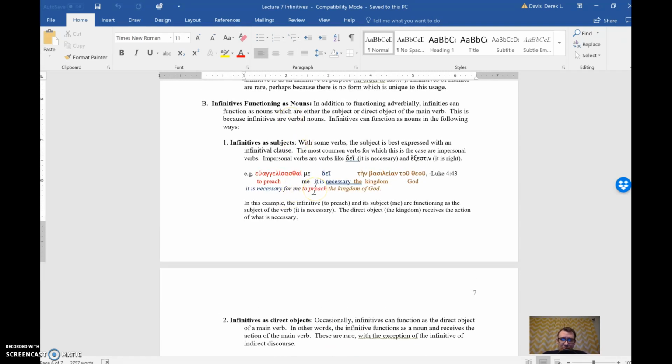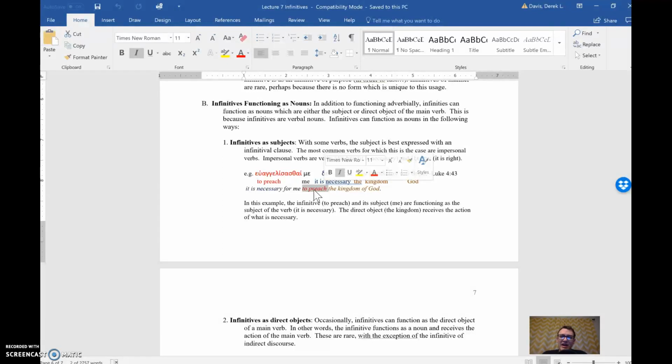In this particular example out of Luke 4:43, you see the literal translation: to preach me, it is necessary the kingdom of God. It is necessary for me to preach the kingdom. So here the infinitive is to preach, and it is functioning as a subject. To preach the kingdom of God is necessary for me is literally what that says. So to preach is necessary.